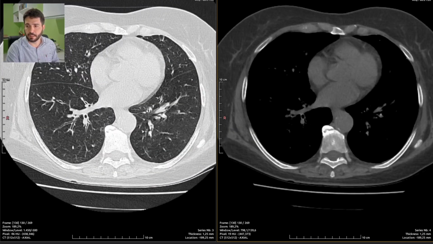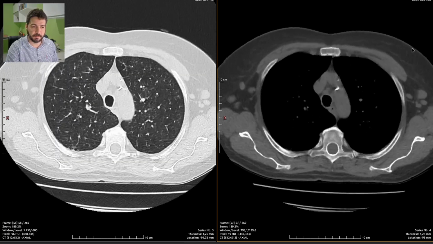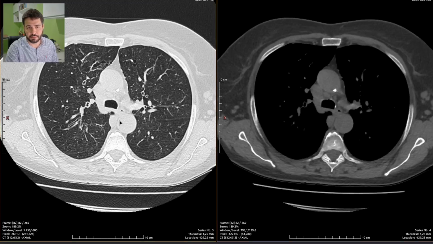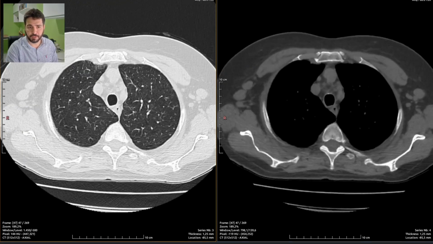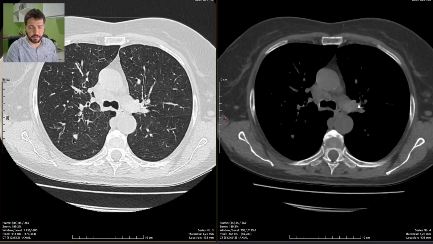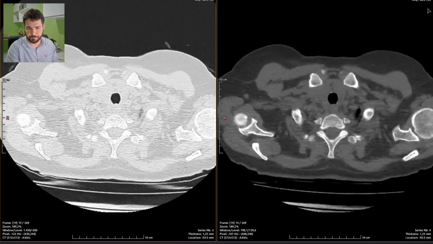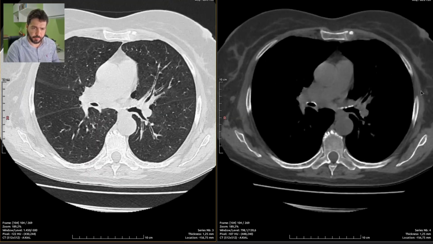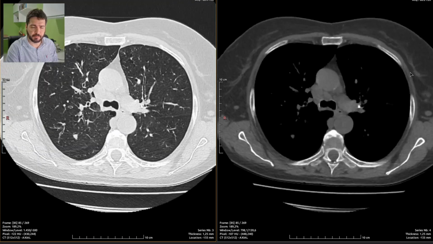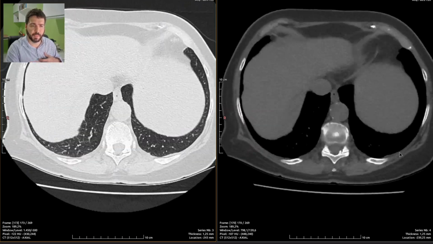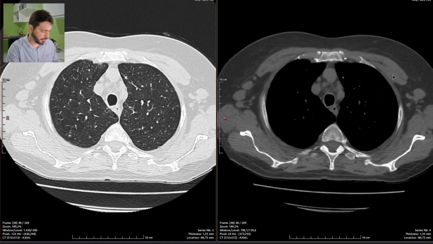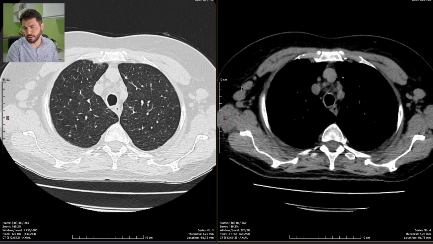This is a very peculiar case. These micronodules and this nodule could be cancer related, but could also be infectious in nature. Not so much this nodule right here, but the micronodules could be. There is surprisingly very little emphysema, considering this patient is a heavy smoker, and no consolidations whatsoever.